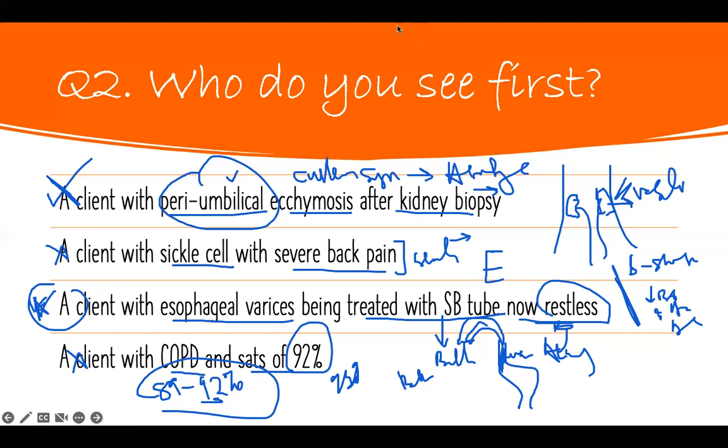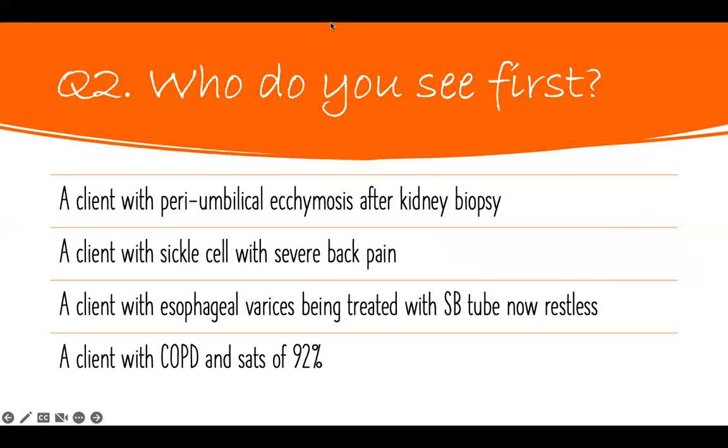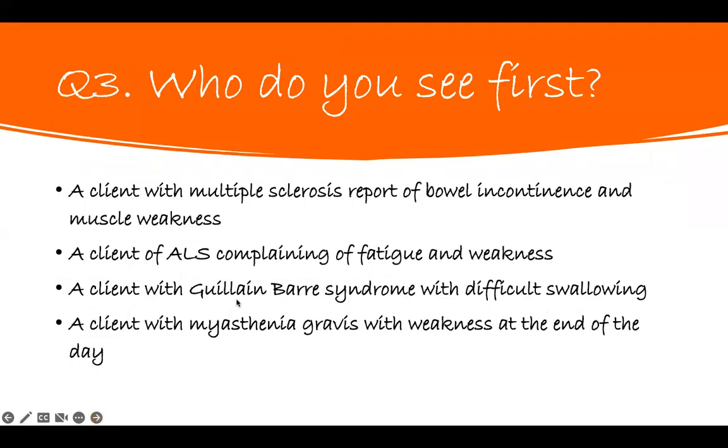And the third one. So you see what we're doing. We're being sharp. We are not being expected. We're just being sharp about everything. The same strategy. We have four. Who do you see first? You read them and you eliminate as you go.